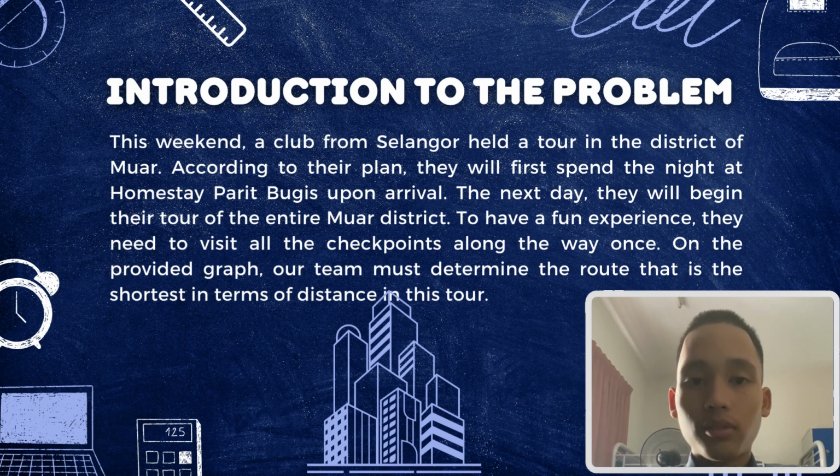For the introduction part, this weekend, a club from Selangor held a tour in the district of Muar. According to their plan, they will first spend the night at Homestay Parit Bugis upon arrival. The next day, they will begin their tour of the entire Muar district. To have a fun experience, they need to visit all the checkpoints along the way at once. On the provided graph, our team must determine the route that is the shortest in terms of distance in this tour.